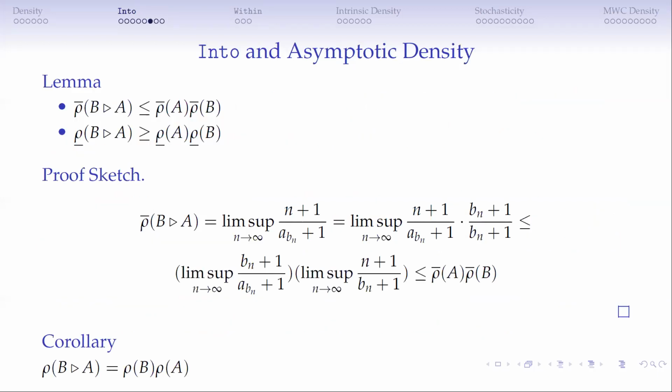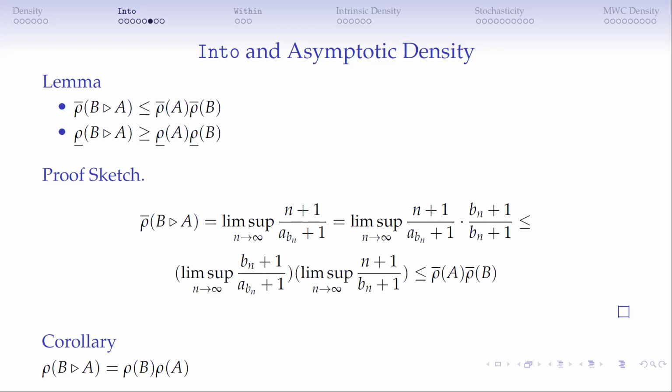Okay, so let's turn to talking about into and how it applies to asymptotic density. We have a lemma here. It says if I look at the upper density of B into A, it's less than or equal to the product of the upper densities of A and B. And similarly for the lower density, but it's greater than or equal to in that case.